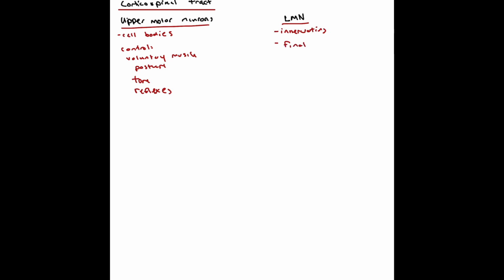This system is composed of upper motor neurons and lower motor neurons. So the upper motor neurons, these are those cell bodies in the brainstem and the cerebral cortex, and they help with control of voluntary muscle activity, maintaining posture and equilibrium, muscle tone, and reflex activity. The lower motor neurons are a little bit different. They're going to be what's innervating those skeletal muscles, and they form that final common pathway where they terminate.